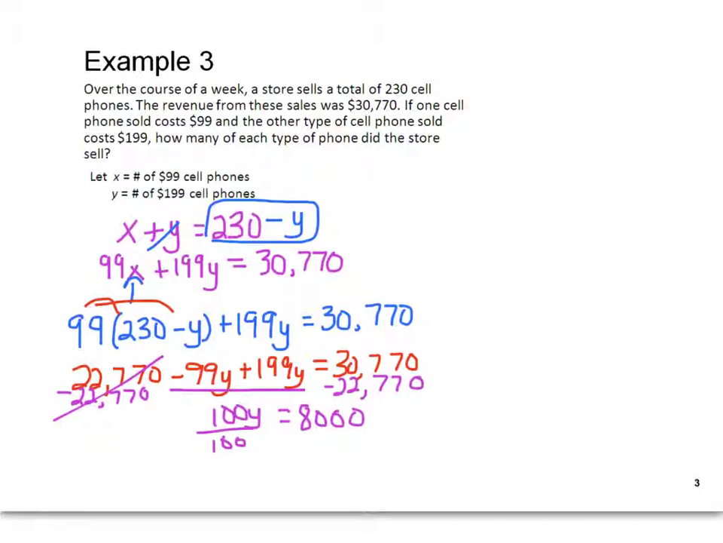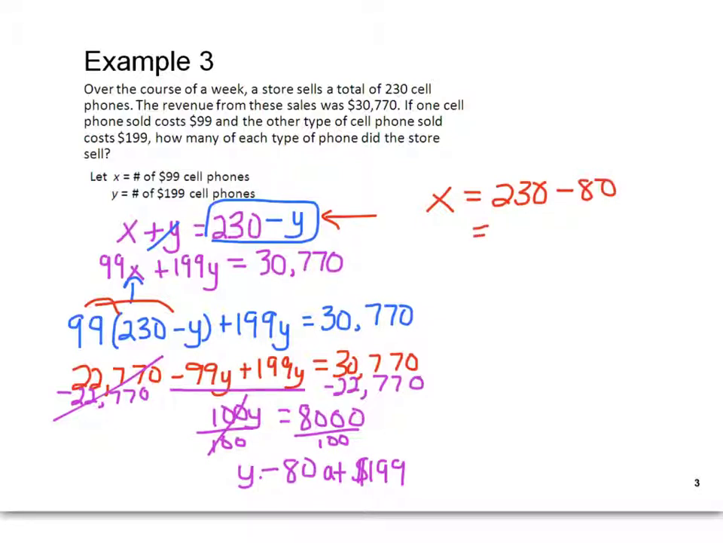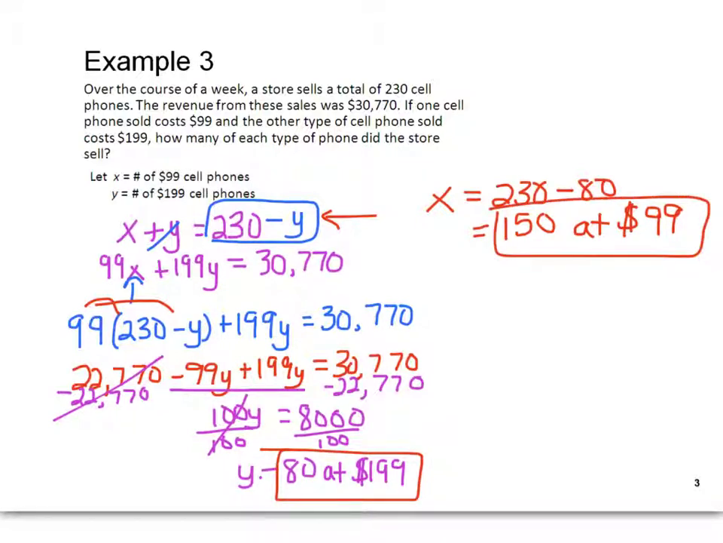Divide by 100 on either side, so y equals 80. So the store sold 80 cell phones at $199, and then we can plug this back in up here and get what x equals, because x equals 230 minus y. We know y is 80, so that's going to be 150. So that's 150 at $99. Those two are our answers.